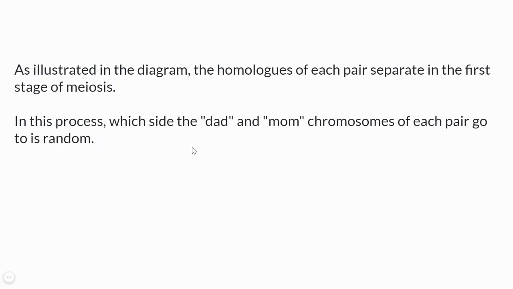As illustrated in the diagram, the homologues of each pair separate in the first stage of meiosis, that is meiosis 1, where the sister chromatids separate after crossing over. In this process, which side the dad and mom chromosomes of each pair go is random. So after meiosis 1, which side capital A will go and which side small a will go, that is completely random. Okay.